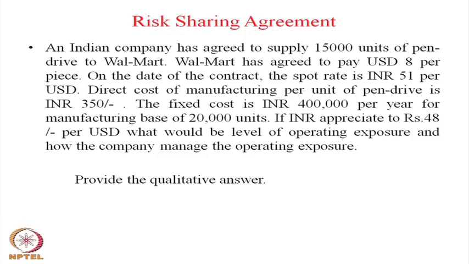On the date of the contract, the spot rate was 51 rupees per dollar. The direct cost of manufacturing per unit of pen drive is 350 rupees. The fixed cost per manufacturing plant is 400,000 Indian rupees per year, and the manufacturing base has the capacity to manufacture 20,000 pen drives in a year. If INR appreciates from 51 to 48 rupees, what would be the level of operating exposure and how would the company manage it?